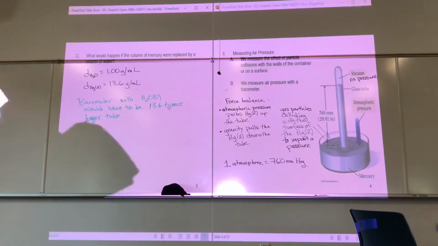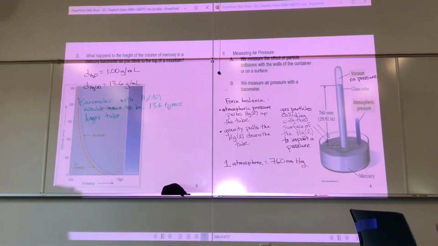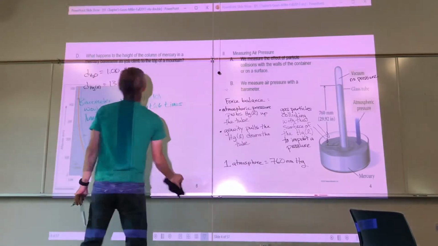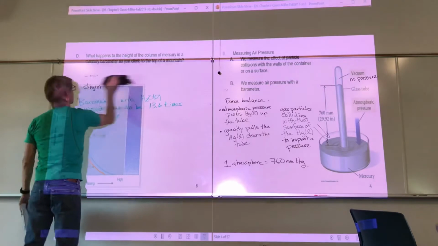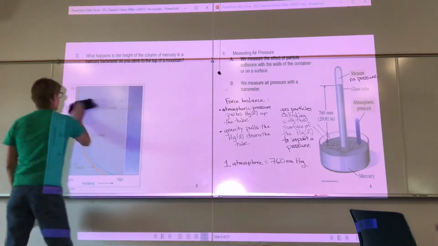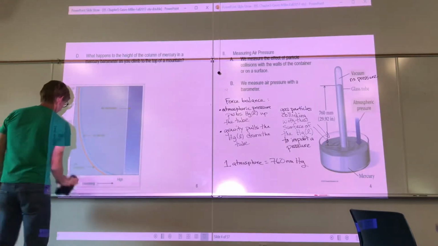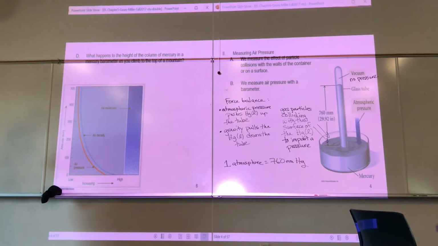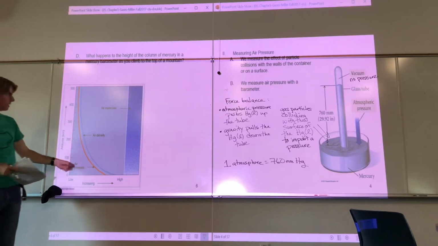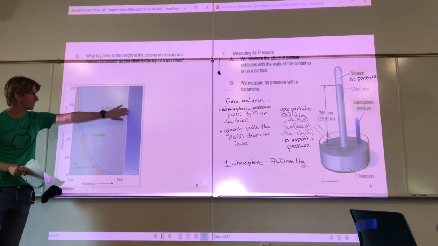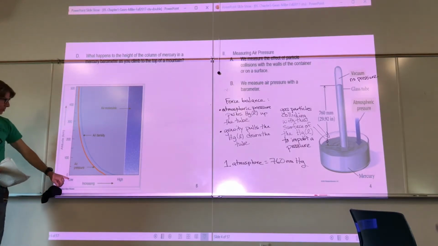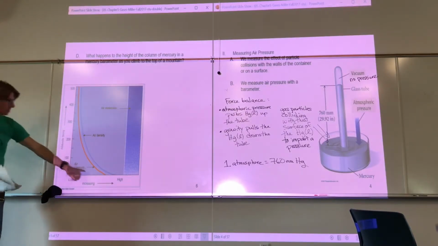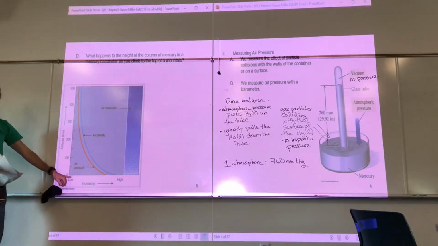I'm going to keep my barometer up there and go to the next slide. What happens to the height of the column of mercury in a mercury barometer as you climb to the top of a mountain? Well, this is a picture of, as you go to higher and higher altitude, the density of the air molecules, and as you get to higher and higher altitudes, you do get lower and lower air pressures.